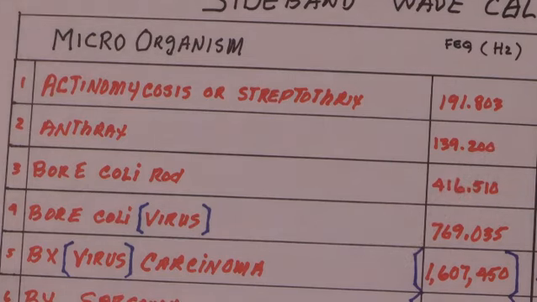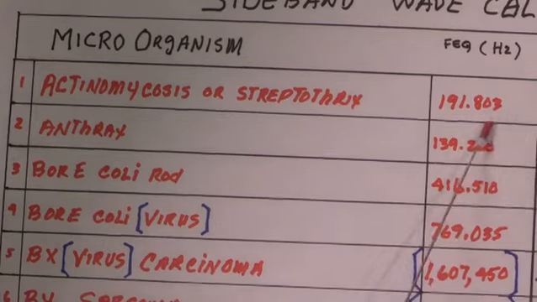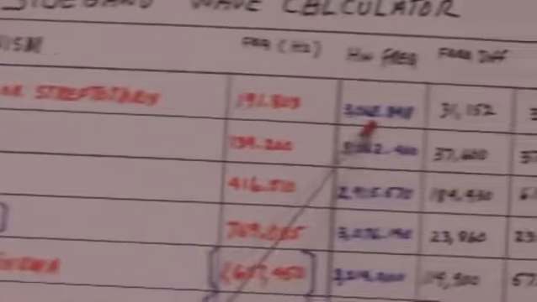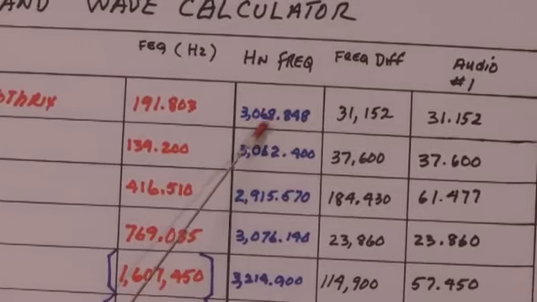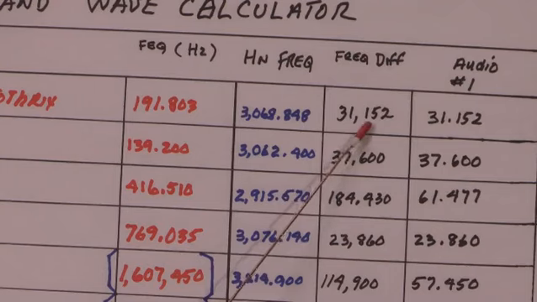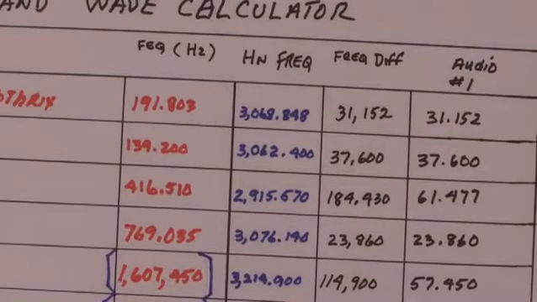Okay. And then we go to B. coli rod at 416,510. Now this is, after you multiply this frequency out, this is what you get that you're going to subtract from the fundamental frequency. And then you're going to get this different frequency here, and then however many times you divide it, you're going to get this audio frequency. So I think I've covered that earlier.